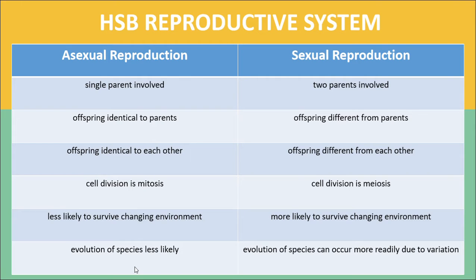In asexual reproduction, cell division is mitosis, and in sexual reproduction, the cell division is meiosis. In asexual reproduction, the offspring are less likely to survive the changing of environment. But in sexual reproduction, they are more likely to survive the changing environment. In asexual reproduction, evolution of the species is less likely, while in sexual reproduction, evolution of species can occur more readily due to variation.